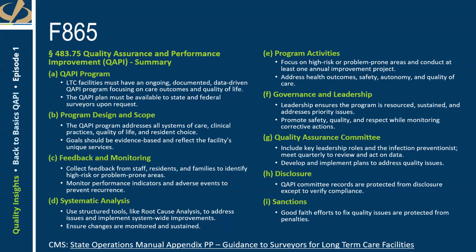F865 requires that facilities address all systems of care, collect feedback, monitor adverse events, and apply structured tools to ensure sustainable improvements. Compliance with this regulation not only ensures adherence, but also strengthens your facility's quality initiatives. You'll notice that F865 specifically integrates Element 1, Design and Scope, and Element 2, Governance and Leadership, reinforcing the foundation of a successful QAPI program.